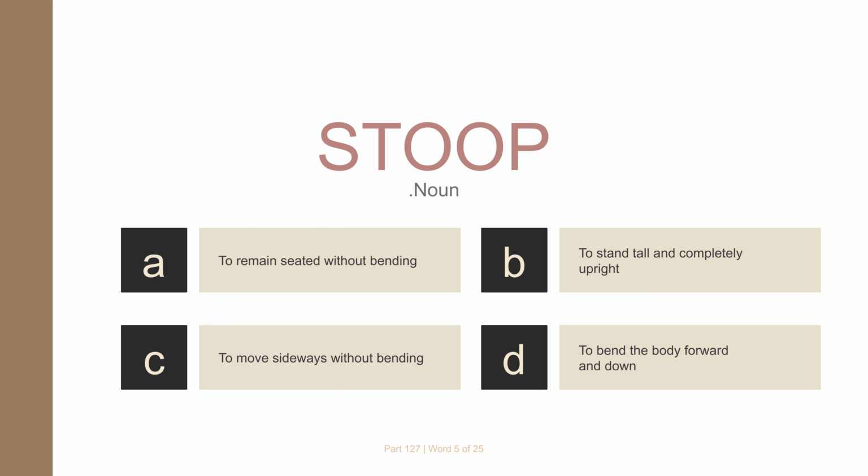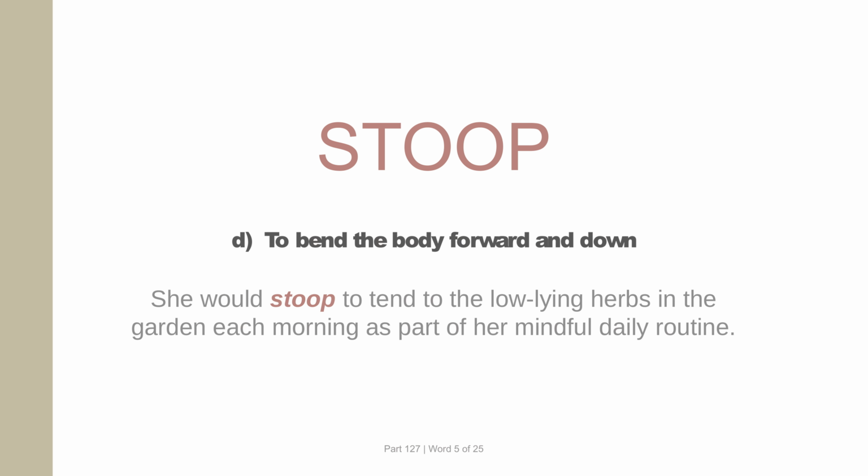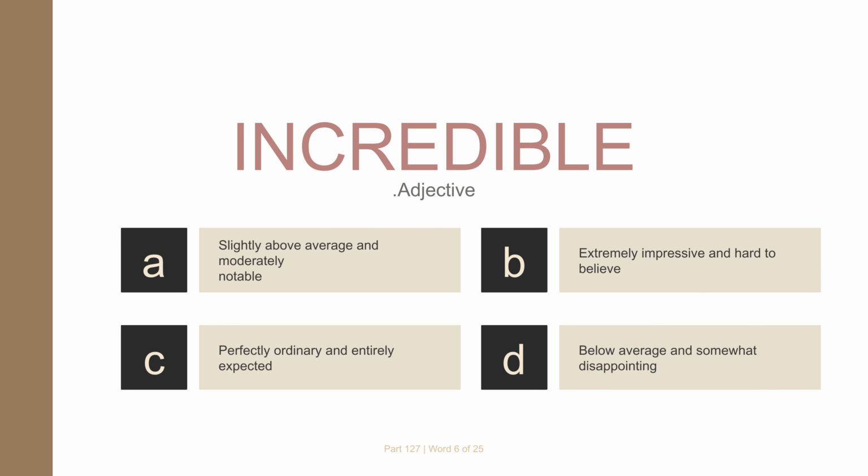Correct answer, Option D. The correct meaning of stoop is to bend the body forward and down. Example: she would stoop to tend to the low-lying herbs in the garden each morning as part of her mindful daily routine.